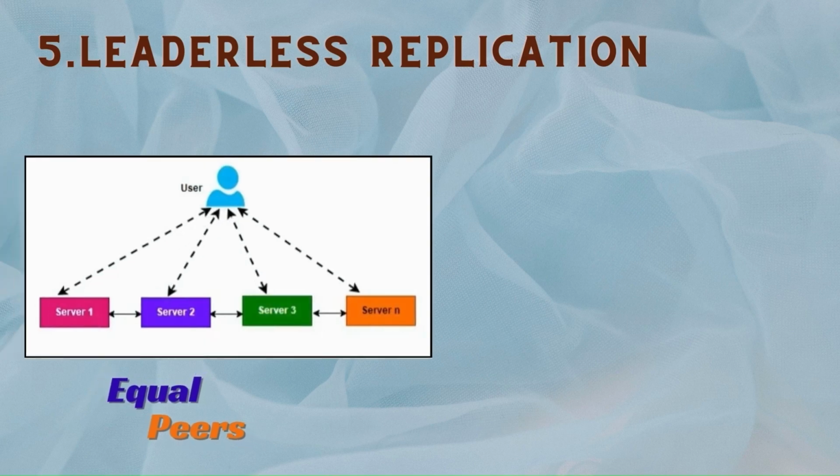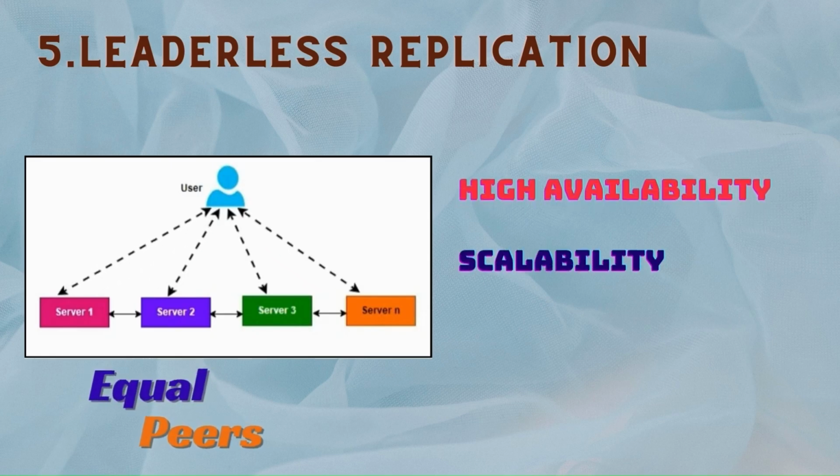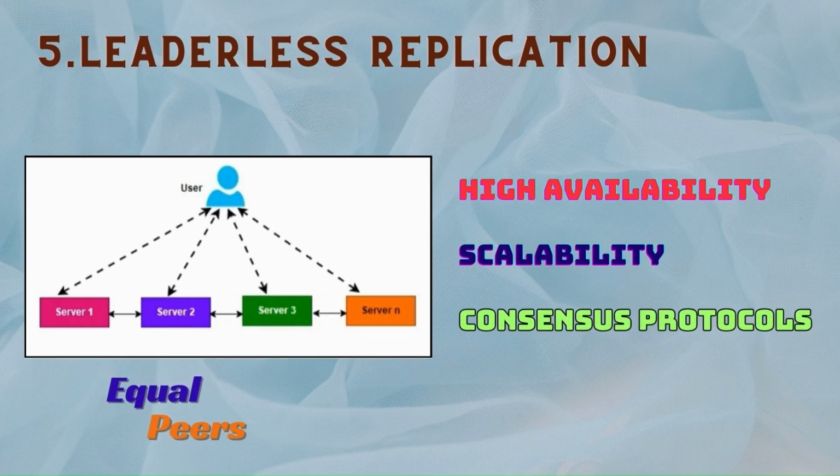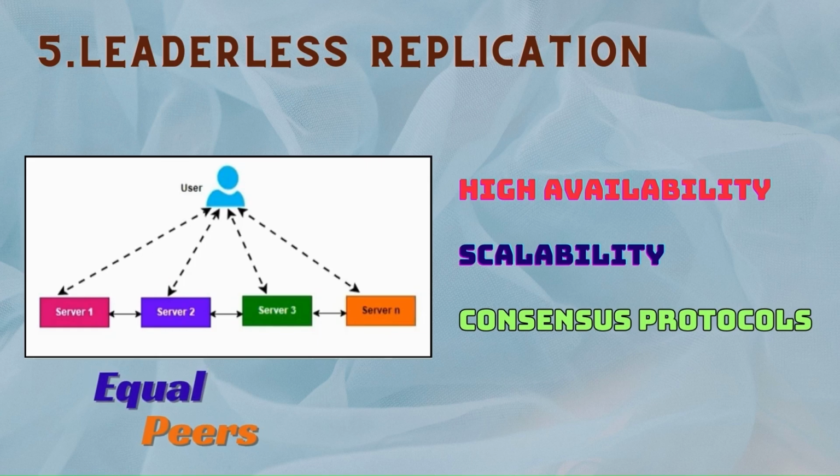In leaderless replication, all nodes are equal peers, accepting read and write operations independently. This model offers high availability and scalability, but requires consensus protocols to maintain consistency. Leaderless replication cannot be synchronous due to the inherent difficulties and compromises involved in achieving synchronous replication without a leader.